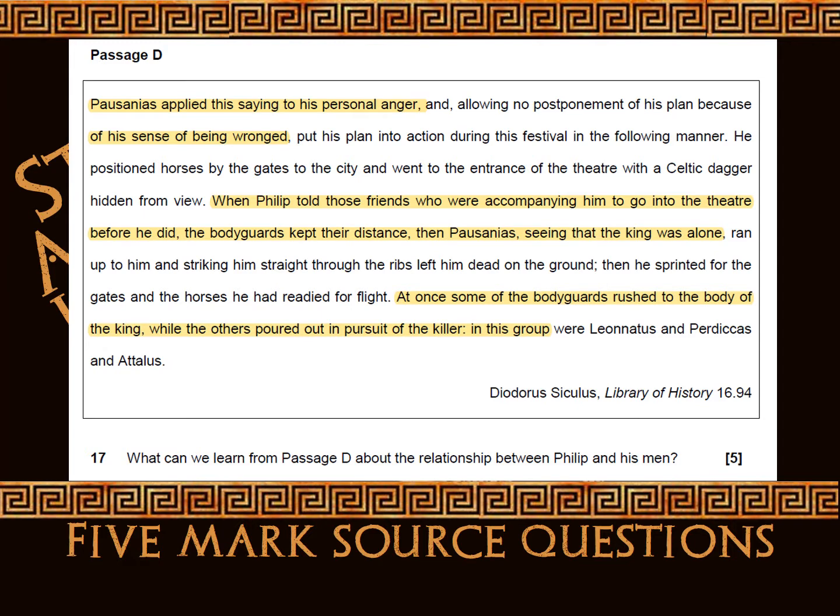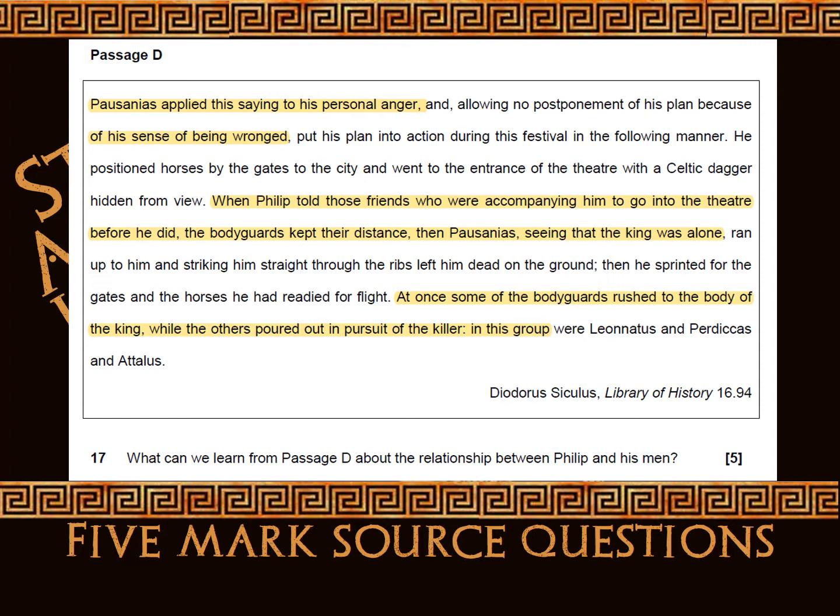And now for some good news. What you will find with the majority of these source questions, regardless of which topic you're studying or which year the particular question paper is, what you'll find with these sources is there's usually more than you need within that little extract, within what I've heard called a gobbet. So I've highlighted some of the key things I would extract from this source already. Again, it's particularly about Philip's relationship with his men.